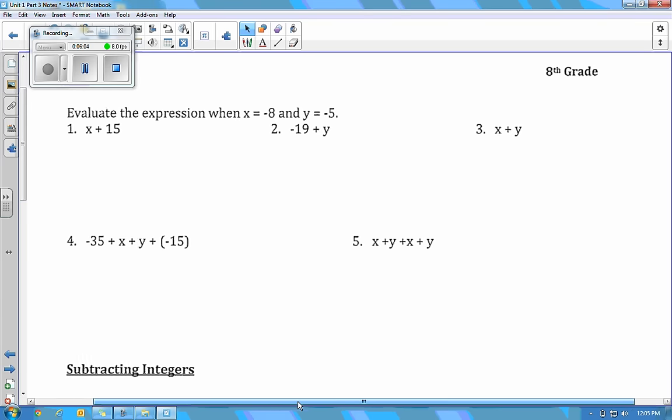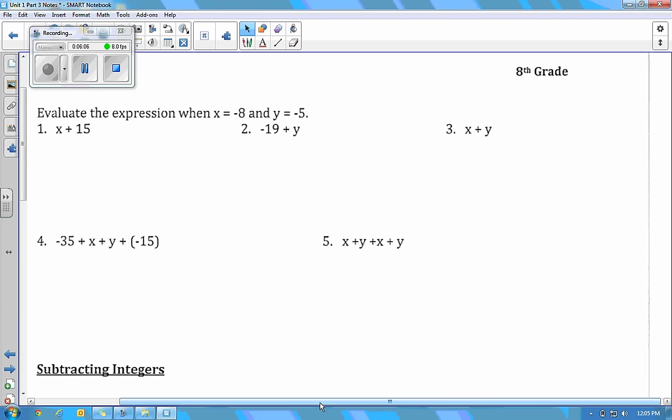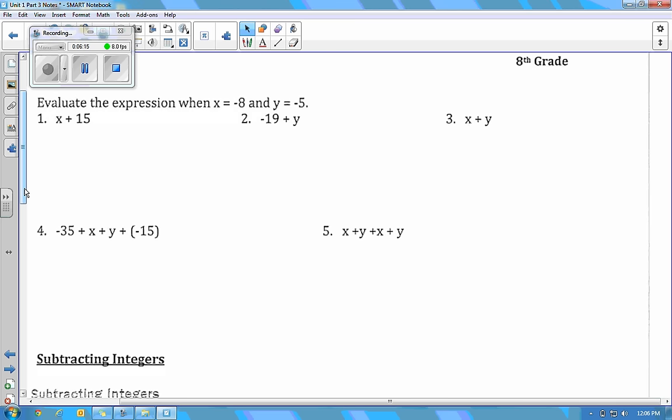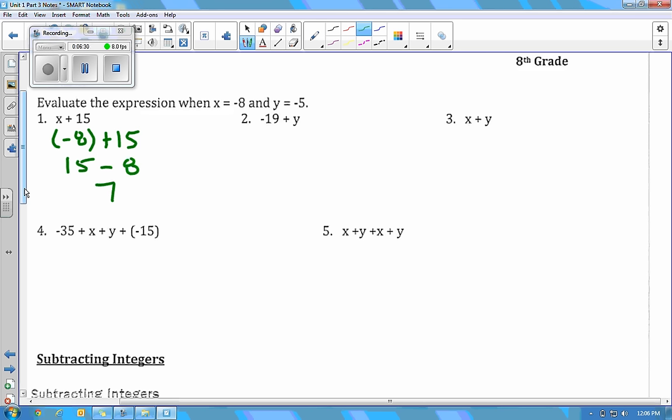The next part says to evaluate the expression when x equals -8 and y equals -5. Okay? So we've talked about this before. When we evaluate, that means I'm just plugging in the values. So x I'm going to replace with -8, so -8 plus 15. They have opposite signs. So big one, which is 15, minus the small one, which is 8. 15 minus 8 is 7. Take the sign of the bigger one, which is the 15.